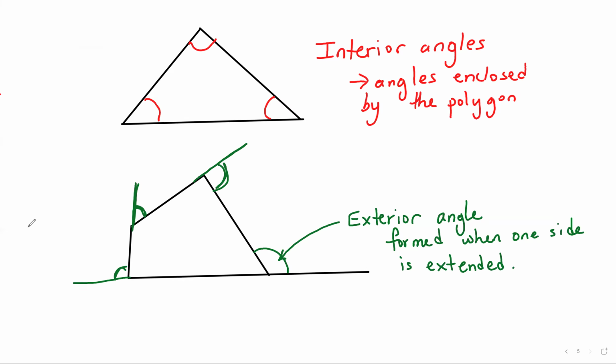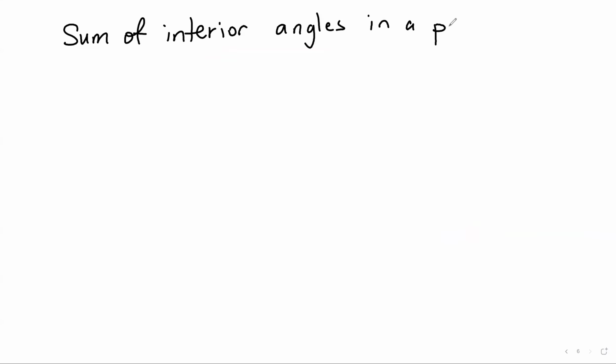All right, so let's talk a little bit about the sum of the interior angles in a polygon. Now you would know some of them actually. What is the sum of the interior angles in a triangle? 180. Yes, right? What about a quadrilateral? How many degrees does a quadrilateral have? 360. 360, right? So what about a pentagon?